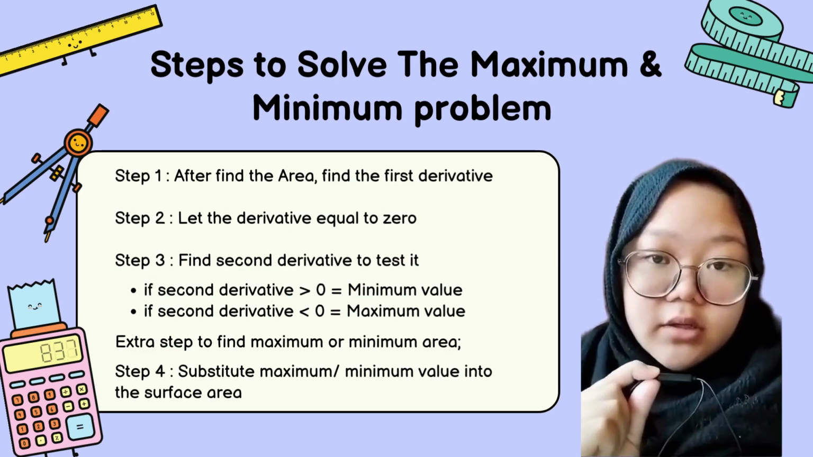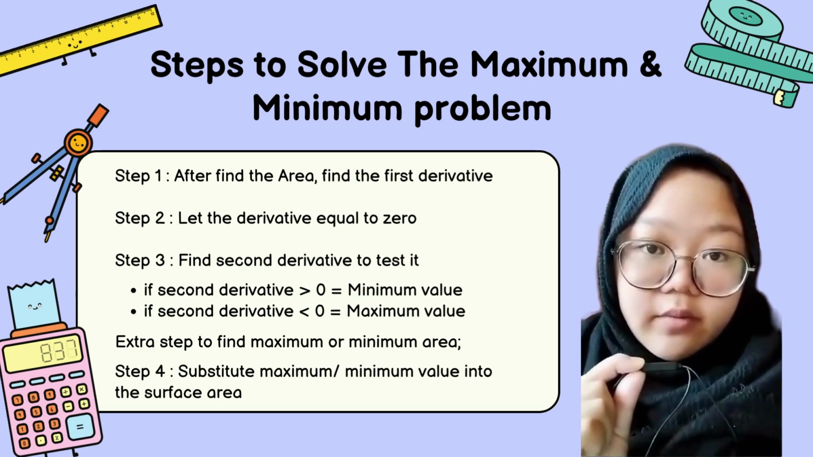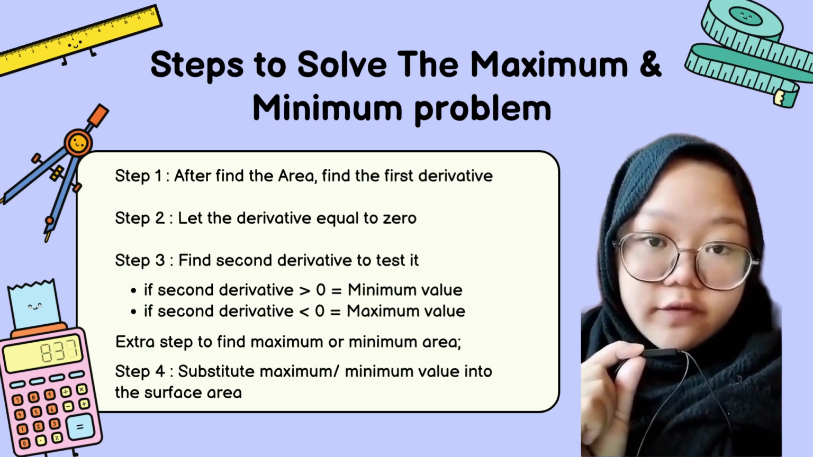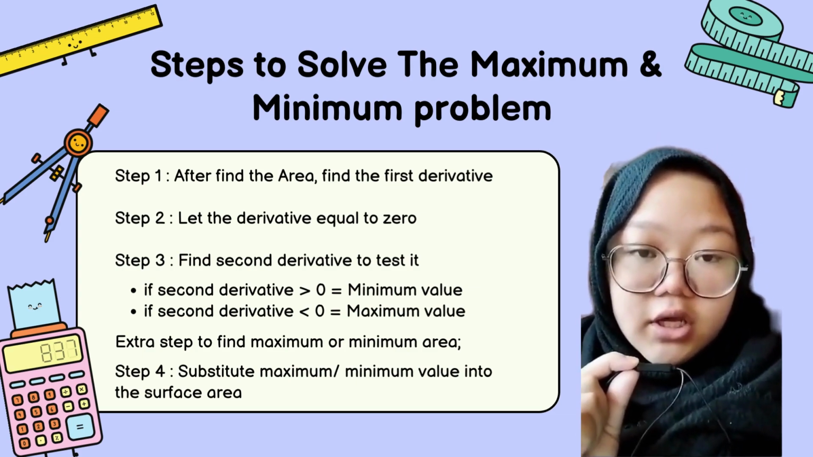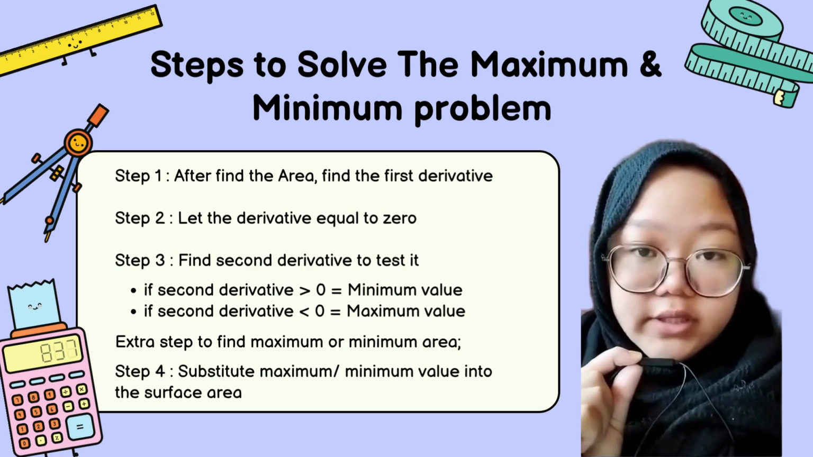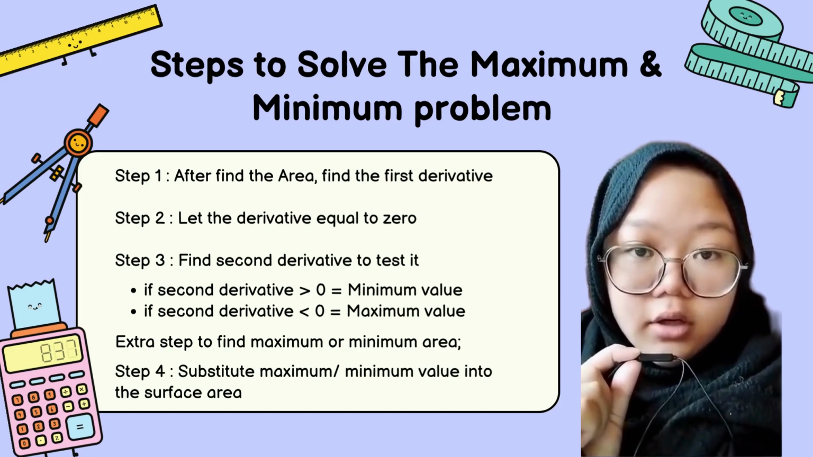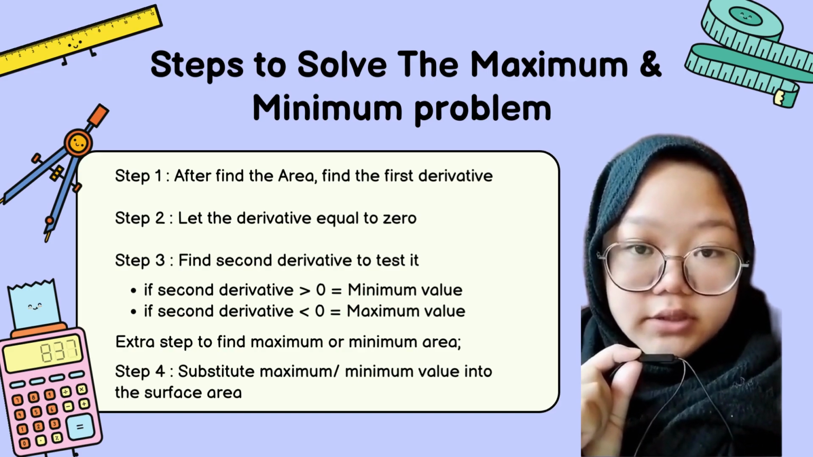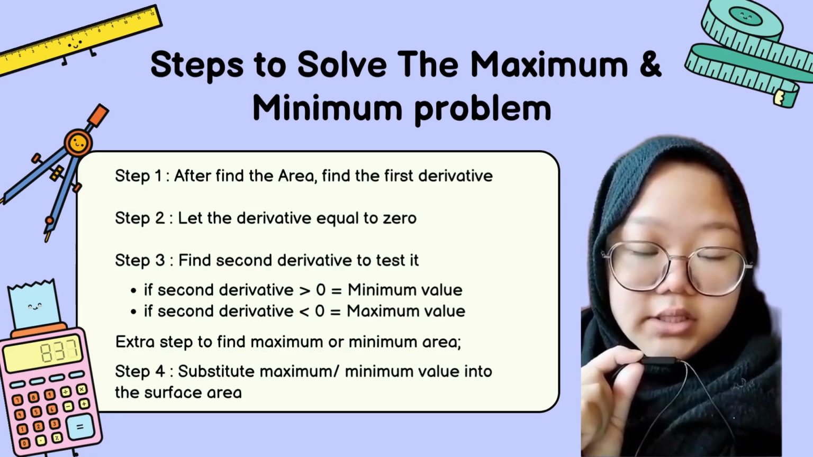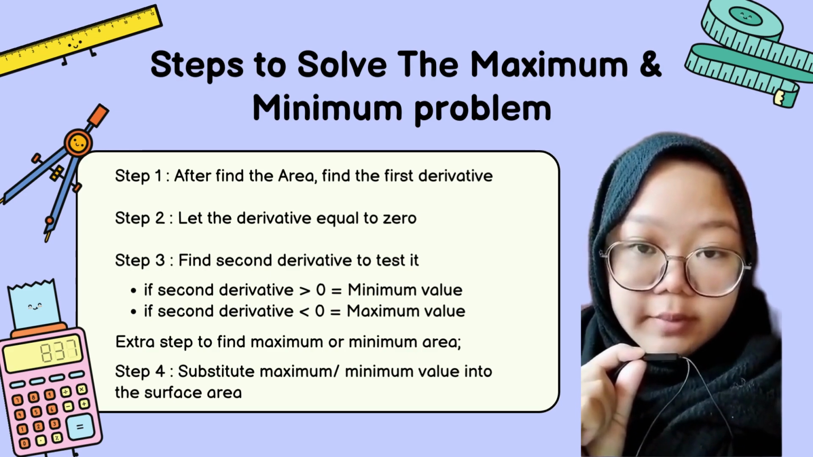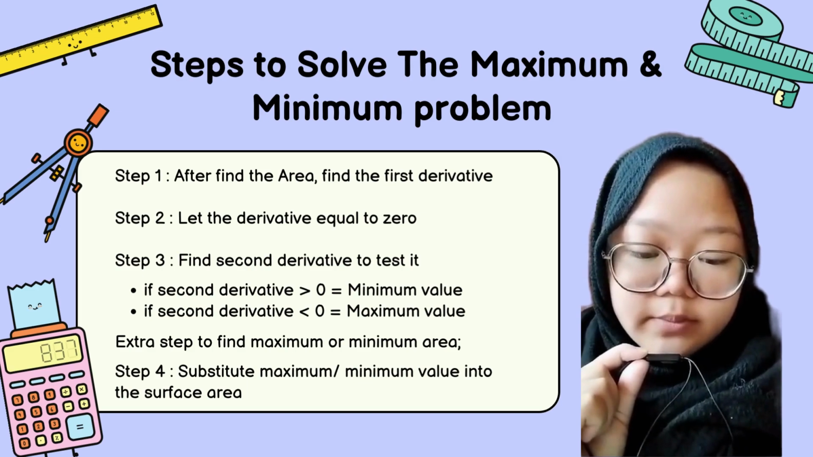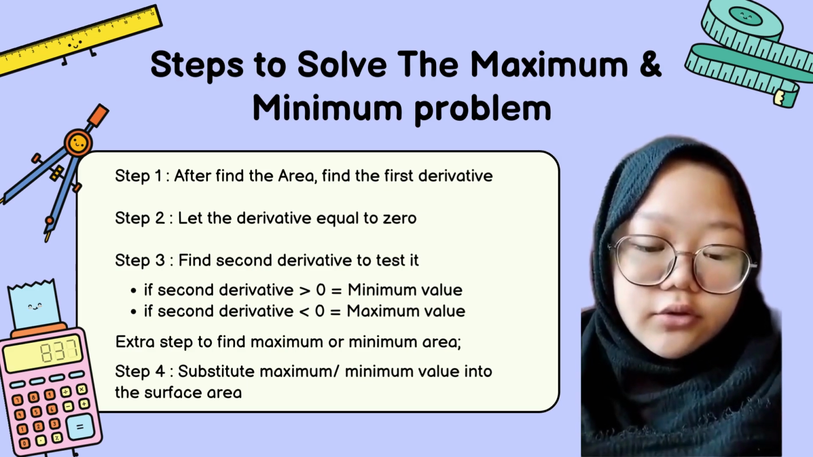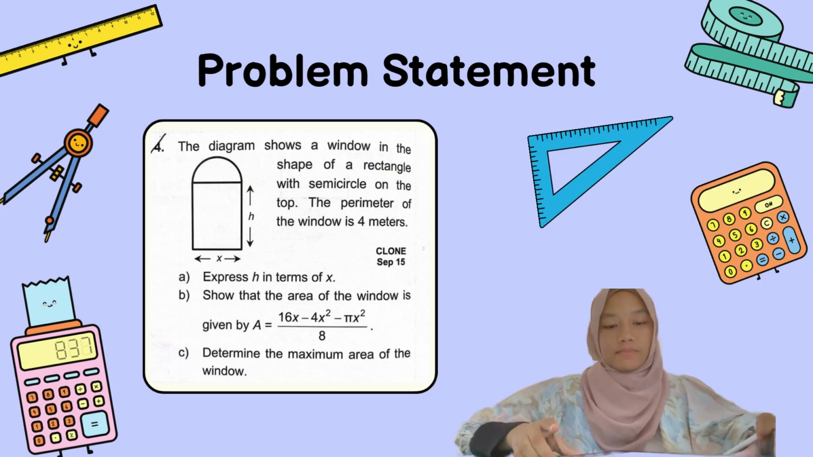Steps to solve maximum and minimum problems. For the first step, we find the first derivative. Step 2, let the derivative equal to 0. Step 3, find the second derivative to test it. If the second derivative is more than 0, it is a minimum value. If the second derivative is less than 0, it is a maximum value. Extra step to find the maximum or minimum area. Step 4, substitute the maximum and minimum value into the surface area.